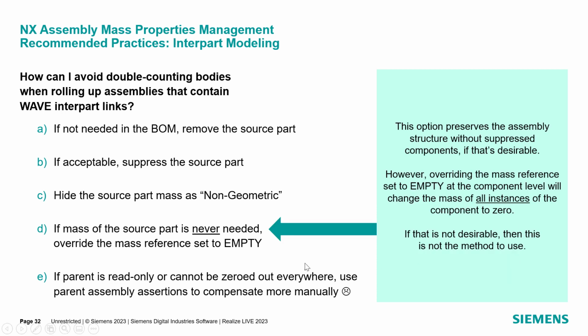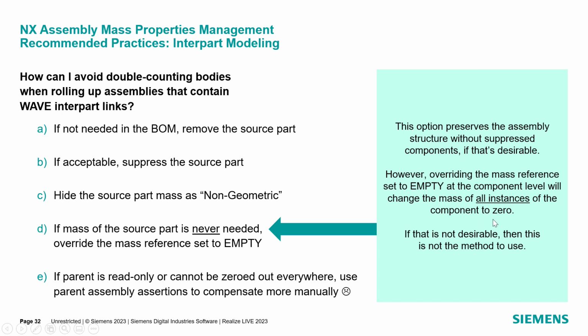Another one here that's a little tricky is if the mass of the source part is never needed, right, then we can use the mass reference set, override the mass reference set to empty. That'll make the mass of the part 0, and that will work. Now the trick with this one here, this preserves the assembly structure, which is nice. It doesn't have suppressed components, which is nice, but if we're overriding that mass reference set at the component level, which is where we'll need to do it, it's going to change the mass of all instances of this component to 0 all through the assembly, right?